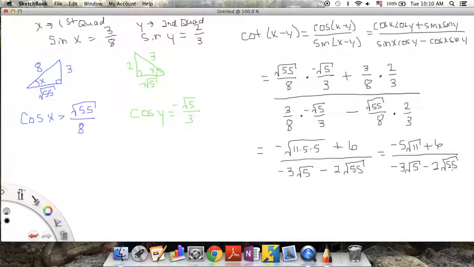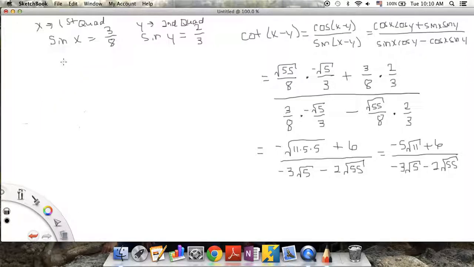Now, again, I'm okay with leaving it that way, but your book was going to want to simplify it, and it's going to take us some space, so we're going to erase this over here. We're going to have to rationalize the bottom, and it's harder to do with both those negative signs there. So the first thing we want to do is get rid of some of those negative signs. So if we factor out that negative sign there, then multiply it up to the top, we end up with 5 on the square root of 11 minus 6 over 3 on the square root of 5 plus 2 times the square root of 55. So we factored out this negative and multiplied it up to the top, which changed the signs in the top.